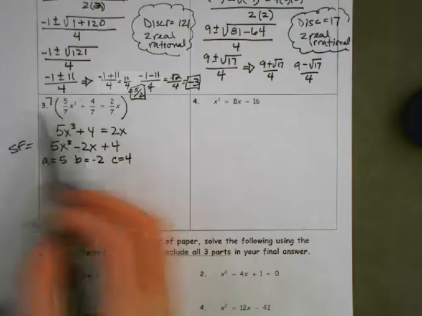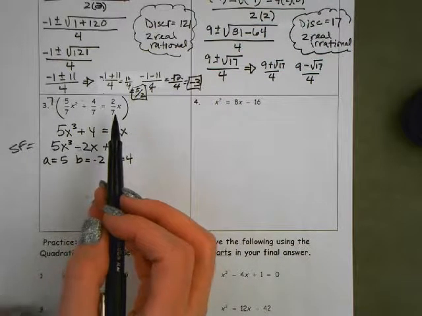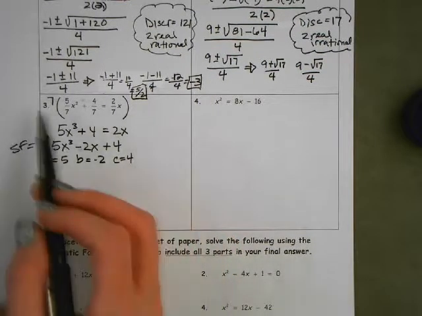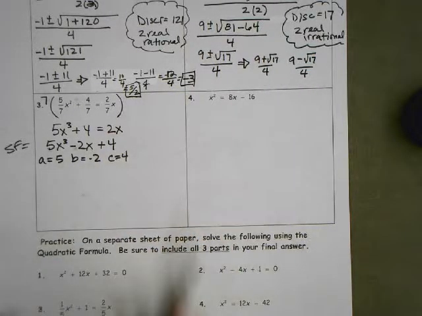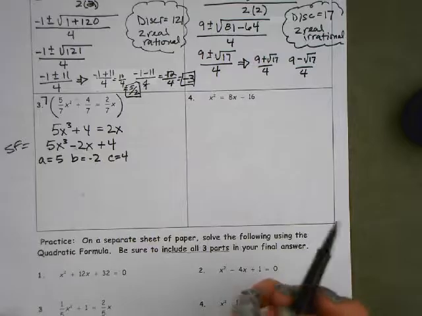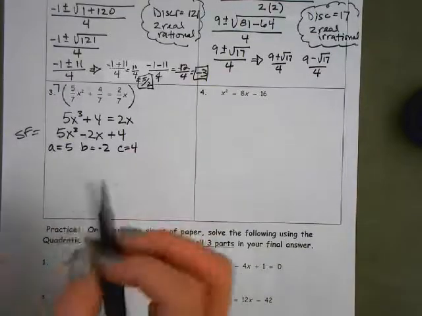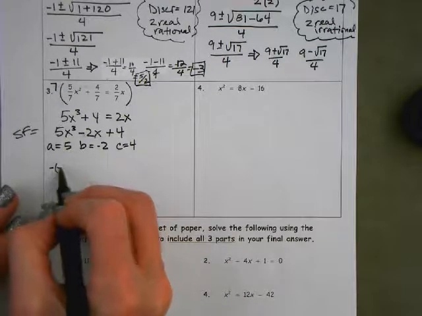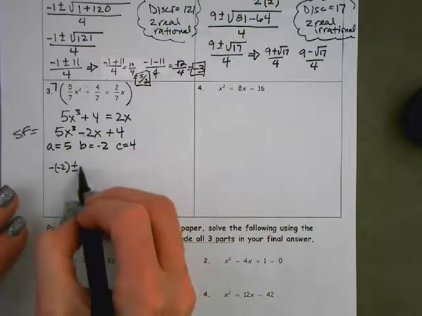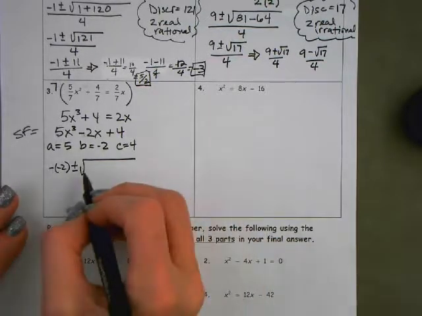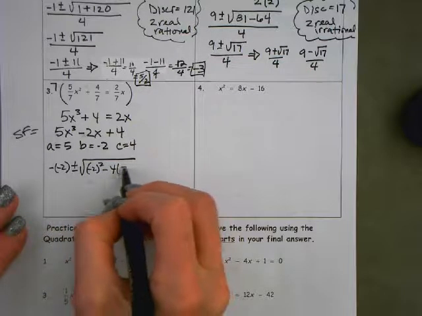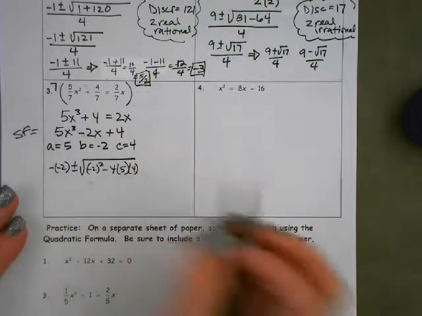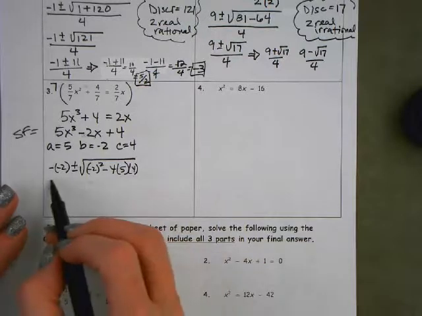So, are you guys all good with how I got rid of the fraction? Yeah. Okay. When you multiply everything by something, you can get rid of all the fractions, and then you're good. Then I brought the 2 over, put it in standard form, gave my A, B, and C. Right? At this point, I just put into my equation, and I have negative 2, plus or minus the square root of negative 2 squared, minus 4 times 5 times 4. Put it all over 2a, which is 2 times 5.